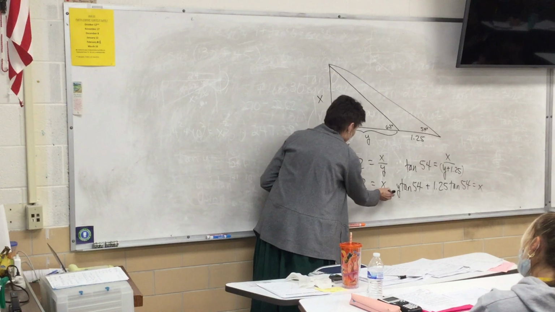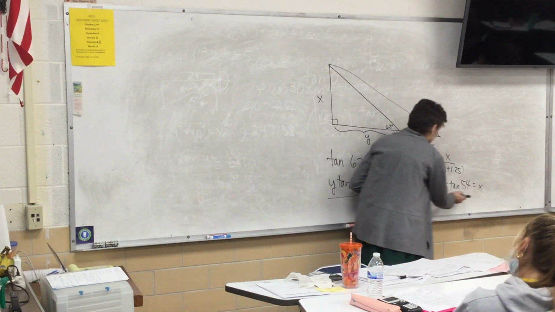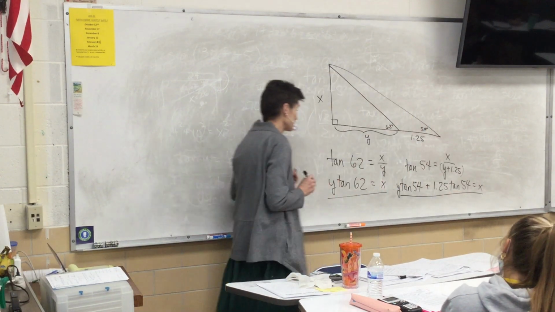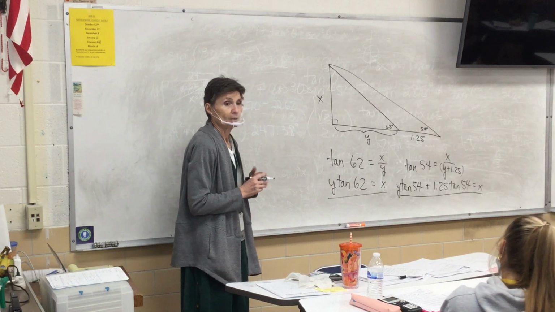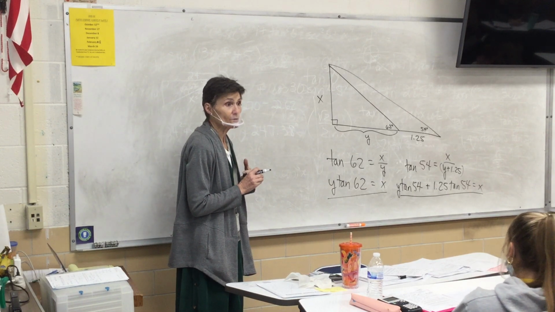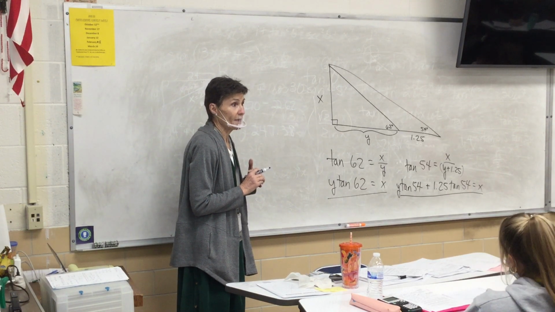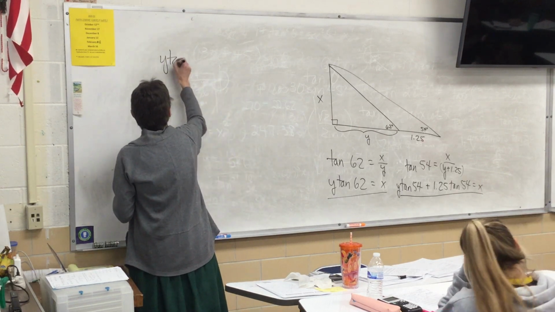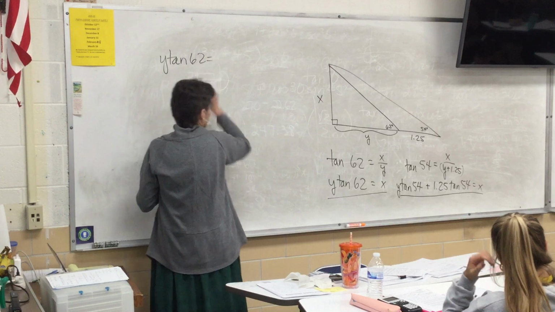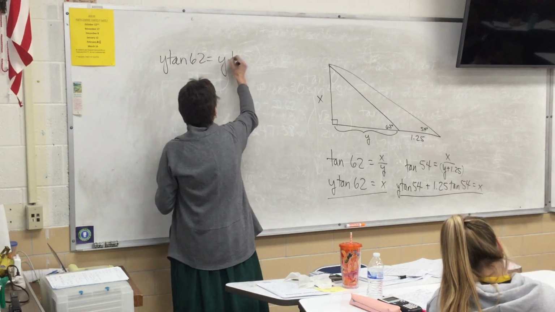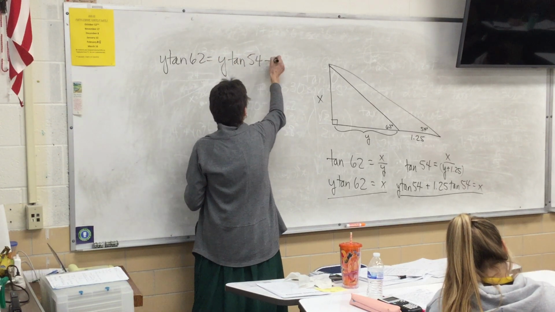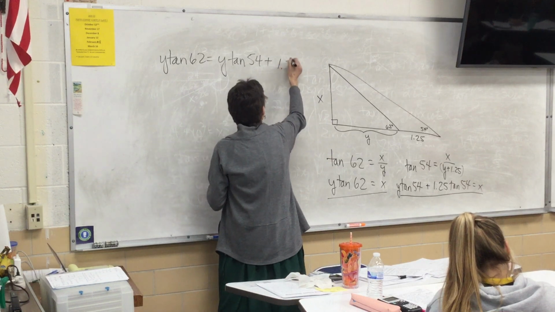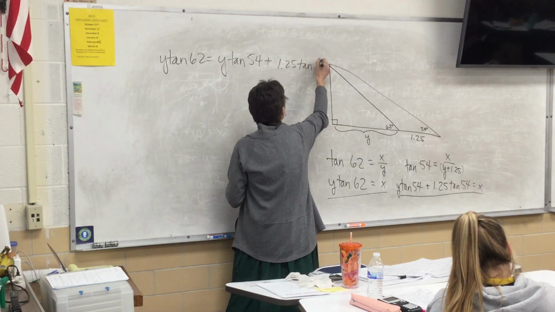So I have these two equations, this one and that one. What can I do with those two equations? I can set them equal to each other because they're both equal to x, right? So they're equal to each other. So y tan 62 equals y tan 54 plus 1.25 tan 54.